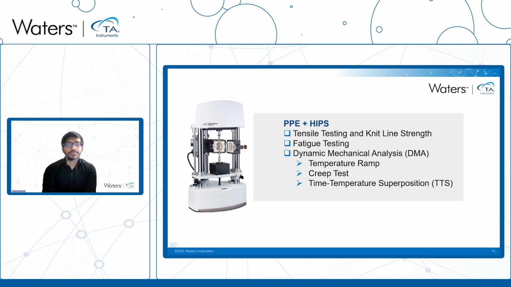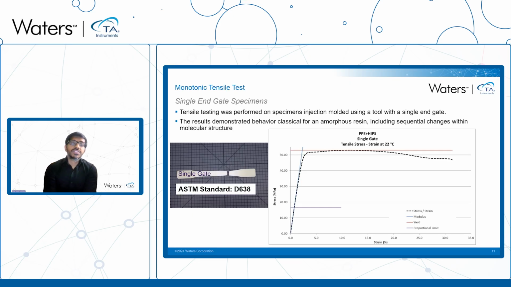For this study, we have investigated the PPE plus HIPS material by performing tensile testing and analyzing yield strength, performing fatigue testing, and we also have performed dynamic mechanical analysis, or DMA, tests and analyzed the results. The DMA test incorporates temperature ramp, creep test, time temperature superposition, or TTS analysis. I will start with the monotonic tensile test performed on this polymer blend.